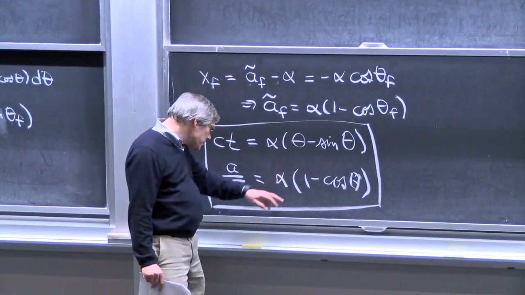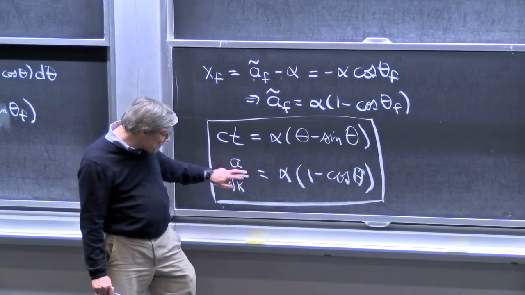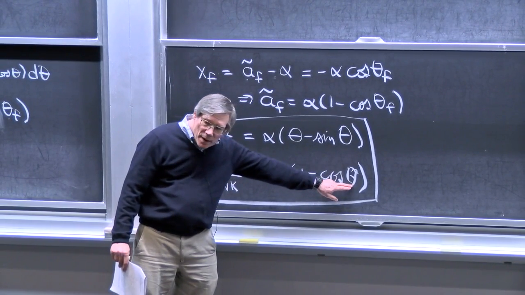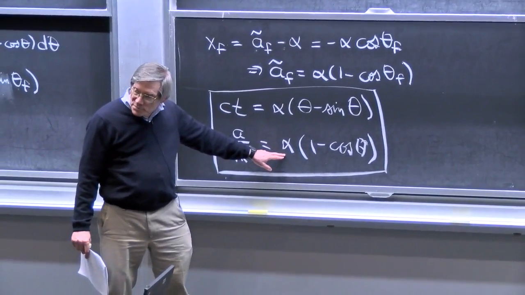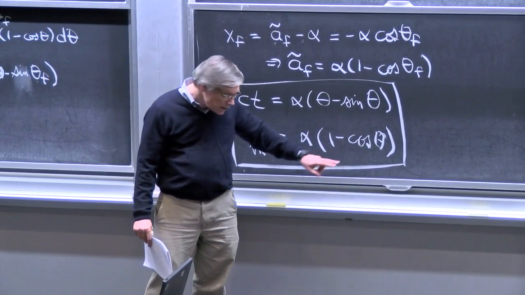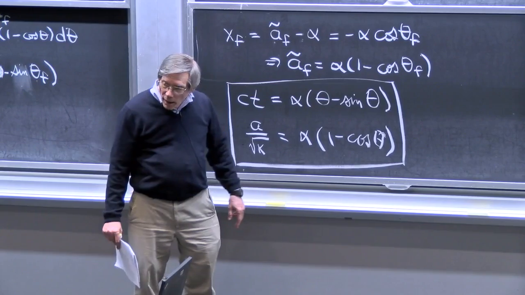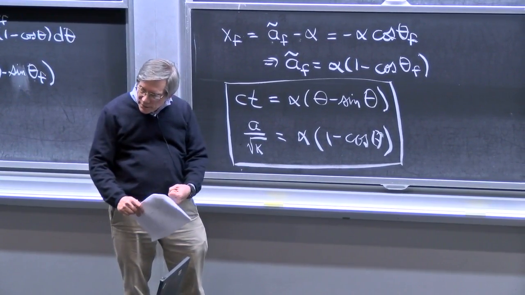As theta grows, a increases. The universe gets bigger until theta reaches pi. And when theta reaches pi, cosine of pi is minus 1. We get a factor of 2 here, 2 alpha. That's as big as our universe gets. And then as theta continues beyond that, 1 minus cosine theta starts getting smaller again. So our universe reaches a maximum size when theta equals pi and then starts to contract.